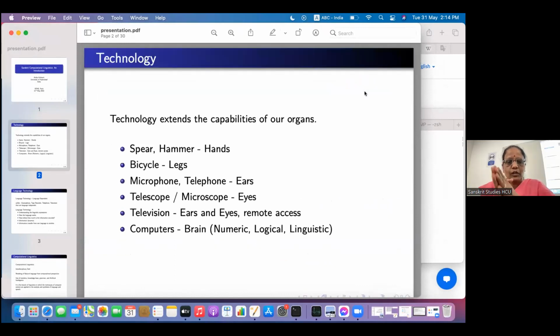Okay, so let me first talk about the technology. Technology actually is changing our life in the sense that it is extending the capabilities of our organs. I look at it from that angle. If we look at the spear or hammer, they have extended the capabilities of hands. Bicycle, our legs, the capabilities increased, enhanced. Microphone, through microphone, we could reach a large audience.